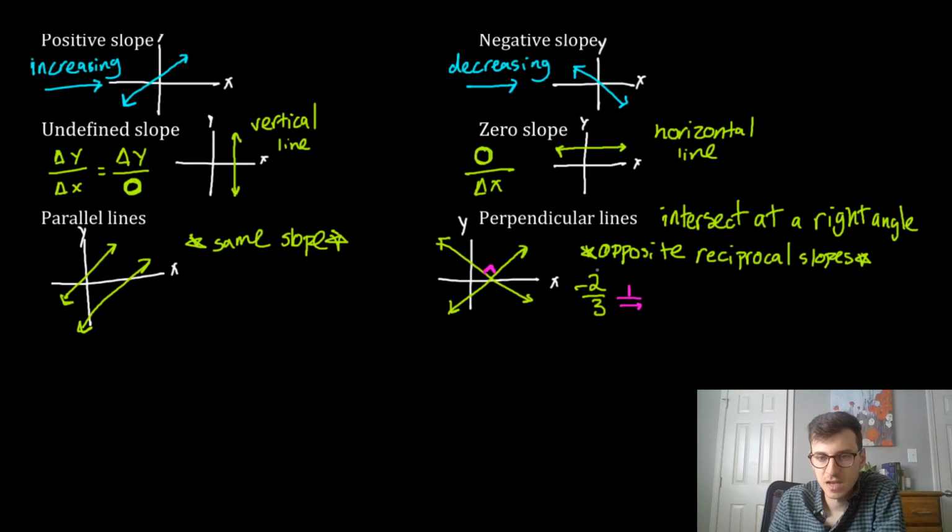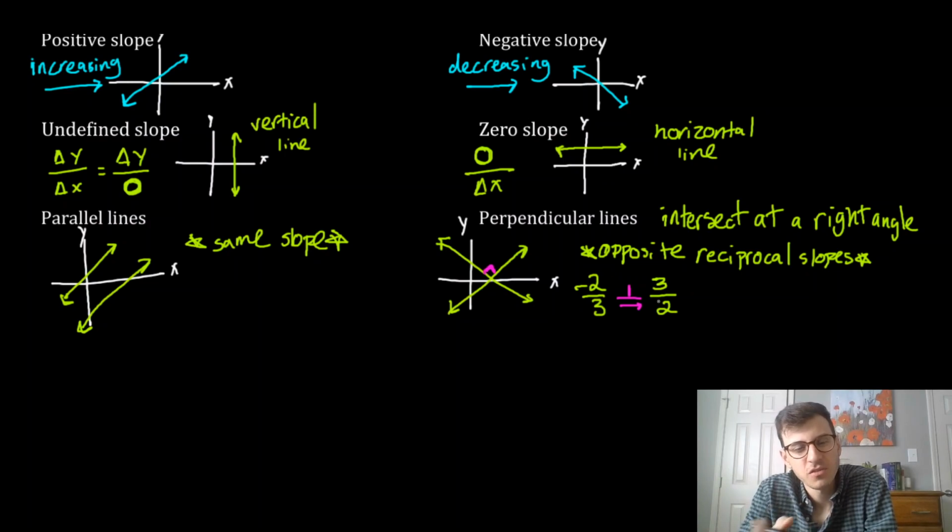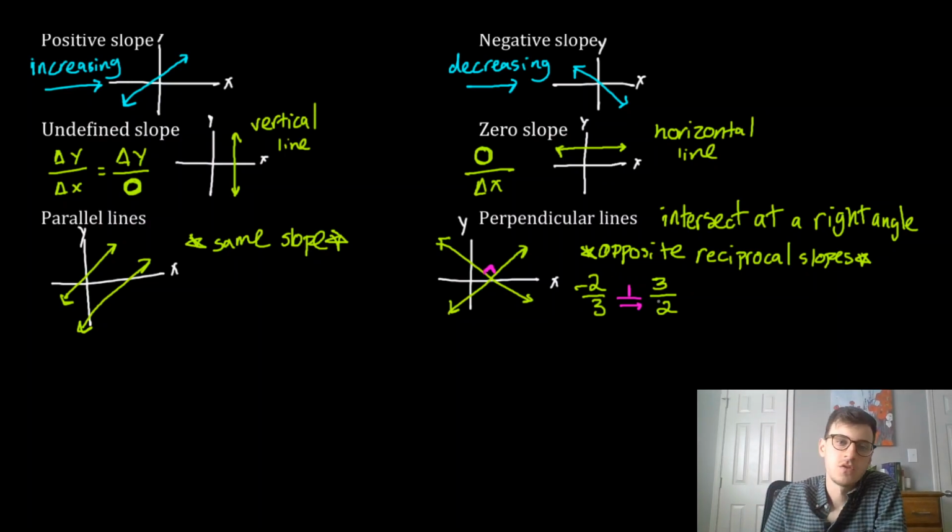We take the opposite of -2/3, which is +2/3, and the reciprocal, which is that fraction flipped. So the opposite reciprocal would be +3/2. And that would be the slope of the line perpendicular. Sometimes that feels kind of abstract, so let's look at a couple of examples to talk about parallel lines and perpendicular lines.